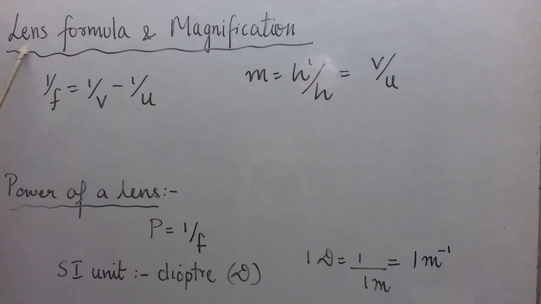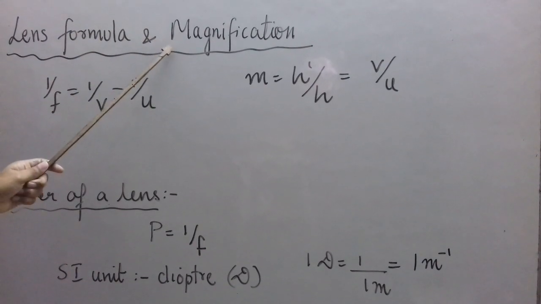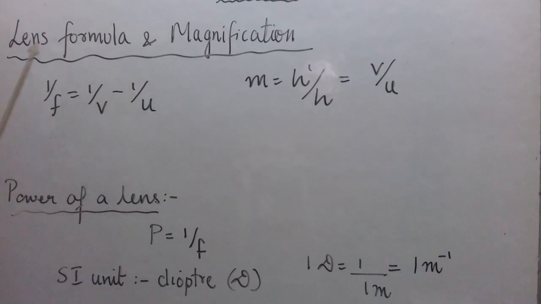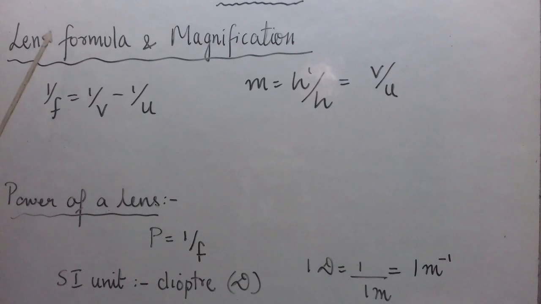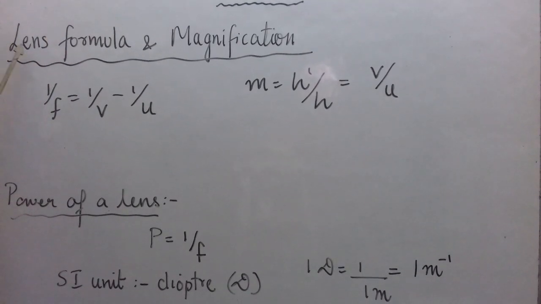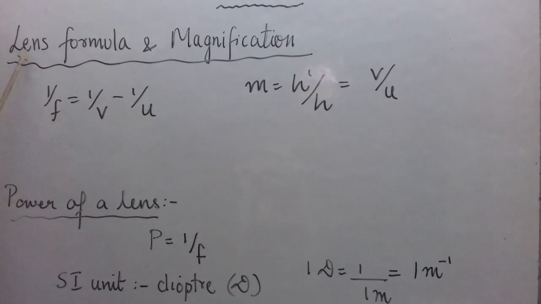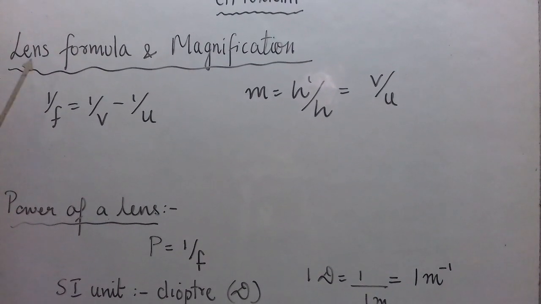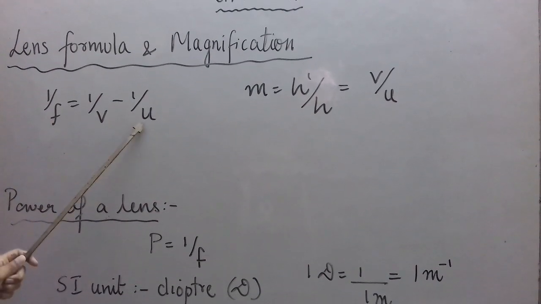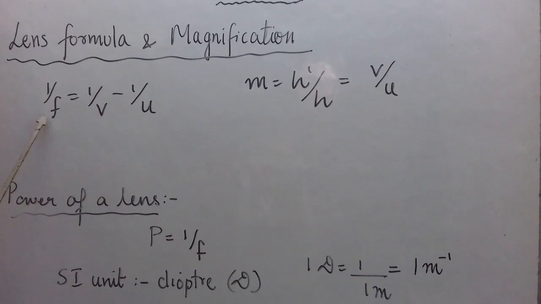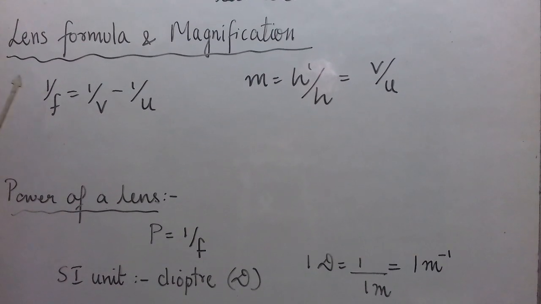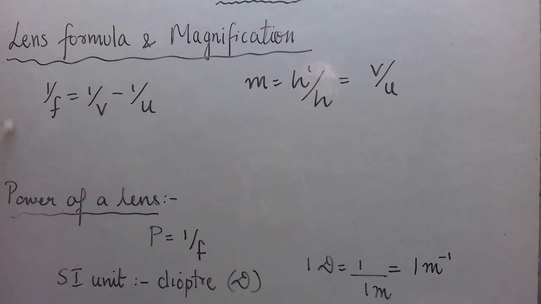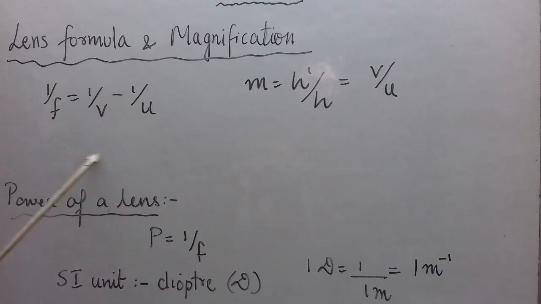Now let us study the lens formula and magnification for spherical lenses. Lens formula, as the name indicates, is a formula which is valid only for lenses. The lens formula gives a relationship between U, V and F, that is object distance, image distance and focal length of a lens. And it is as follows. So this is the lens formula.